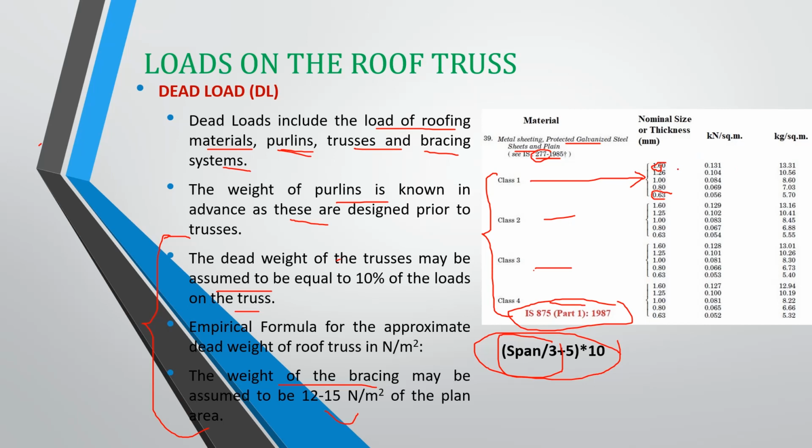And then the loads for these roofing sheets are given in kilonewton per square meter and kg per square meter here. So based on the type of material that you will be using in your structure, we can select the dead load of roofing sheets from this table. In this IS 875 part 1, we have the dead load for galvanized steel sheets.